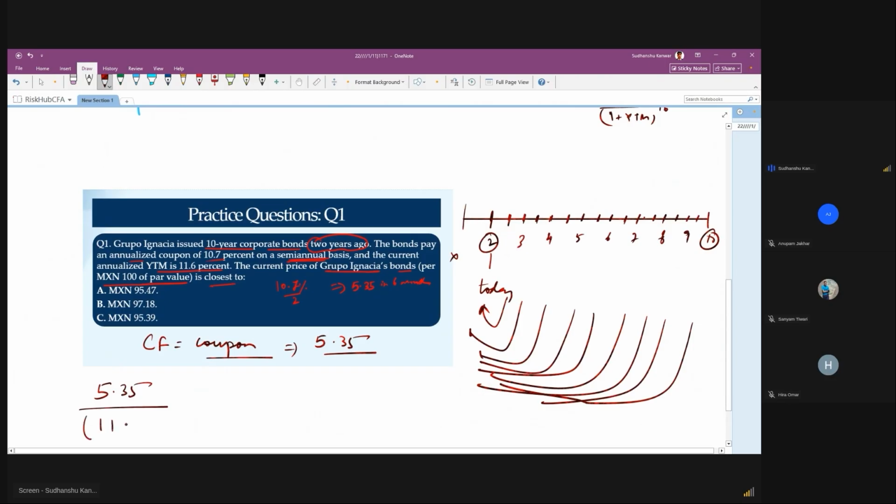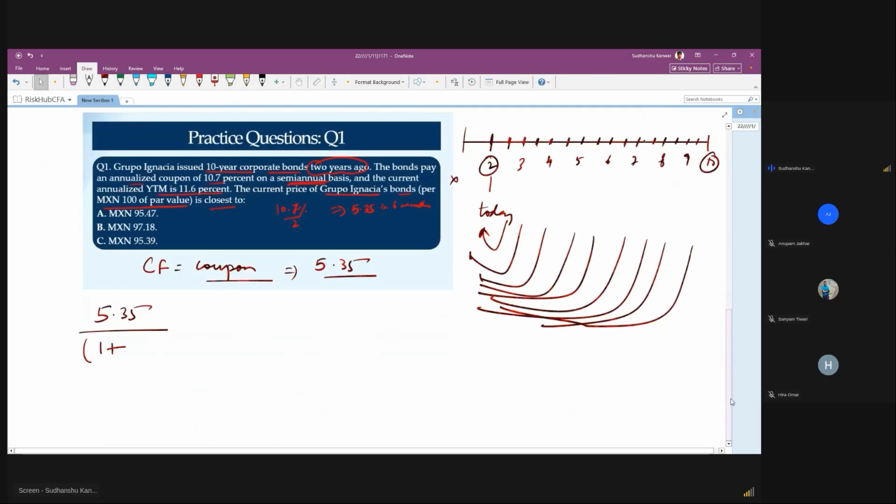1 plus. Now this discounting creates a problem. Here students get very confused, asking, sir, what should I do? So this I want to tell you. There are two ways to do it. One way is you take the full year YTM, which is given to you, that is 11.6%. Then you say it is divided by 2.